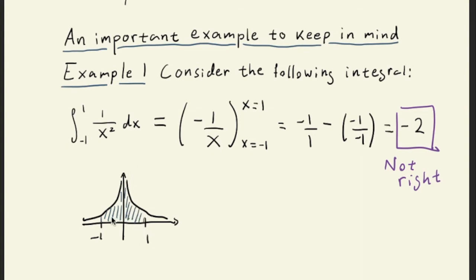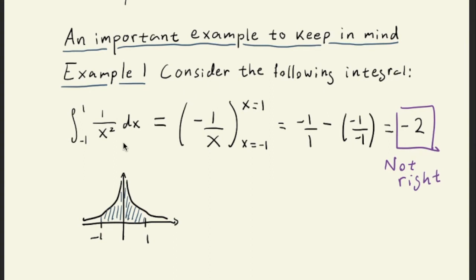But you see, this function is always positive. 1 over x squared is always positive. How did we compute this area and get a negative number? That's very strange, so this is definitely not right. We did something wrong, and what we did wrong is that we basically ignored the fact that this function has an infinite singularity at 0 inside of this interval. So we can't just compute this integral like this.